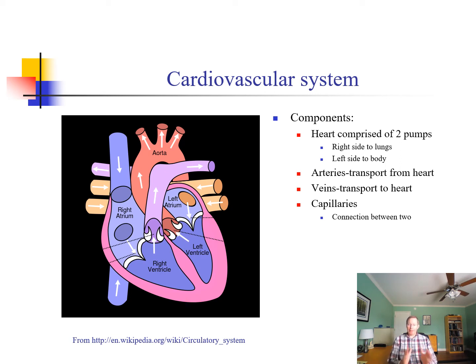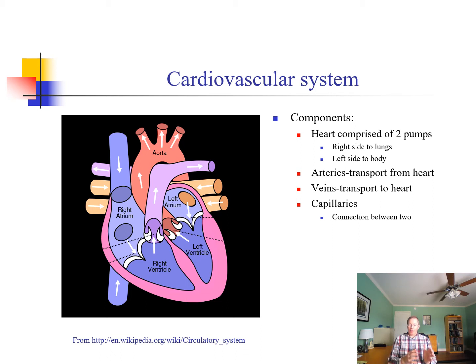Now, both the left and the right side are bipartite chambers. The antechambers into which blood is flowing are called the atria. If it's on the left, it's called the left atrium. If it's on the right, it's called the right atrium. And then the more muscular portions, which are called the ventricles, left on the left, right on the right. And each of these has valves associated with it.